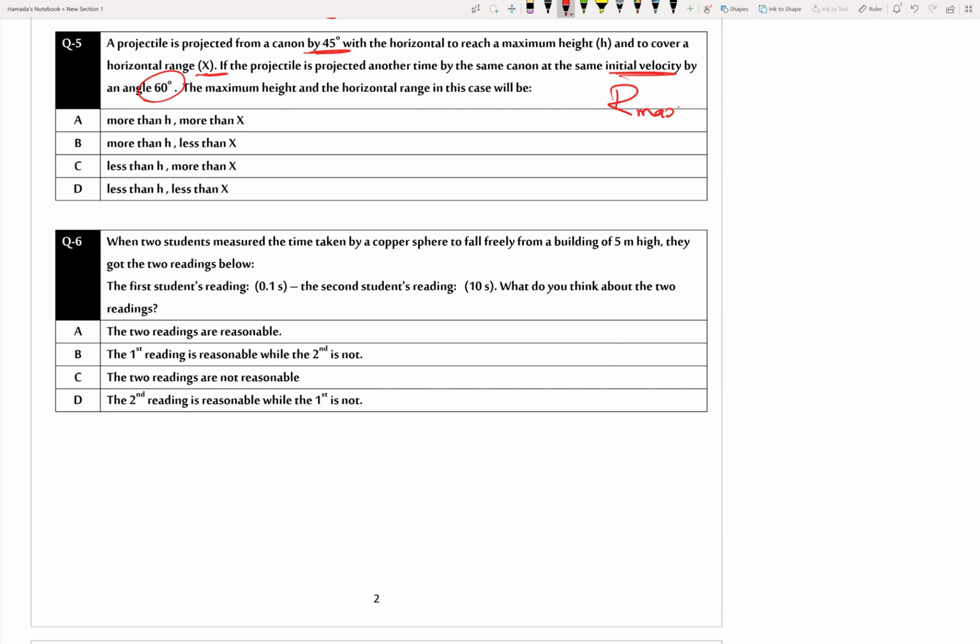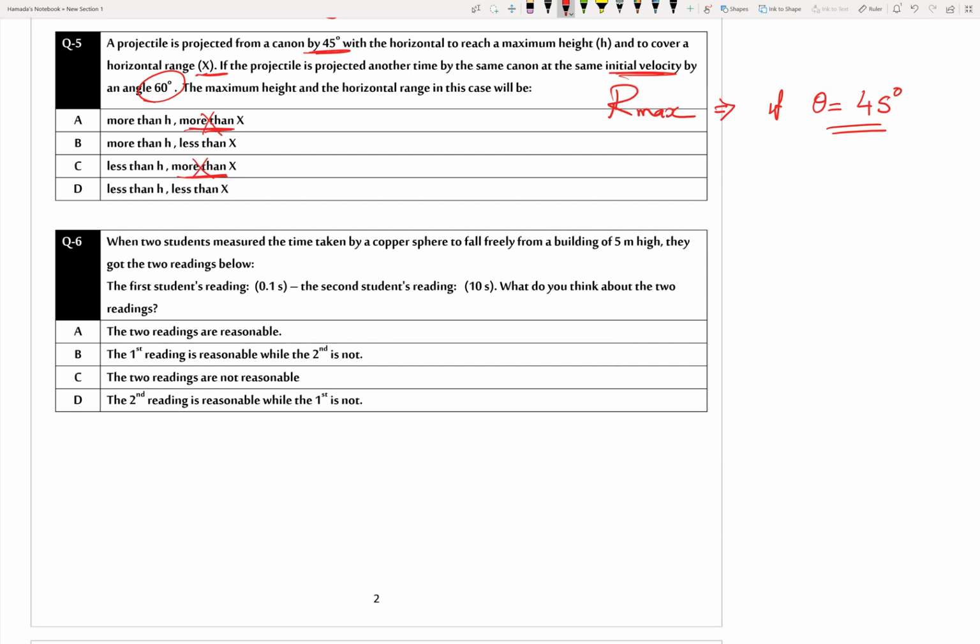The maximum range is only achieved if theta, the angle of projection, is 45 degrees. If this angle increases or decreases, the range will be lower than what is mentioned in the first case, which was 45. So R will be less than x, so the options saying more than x will be cancelled. We will have the answer B or D.